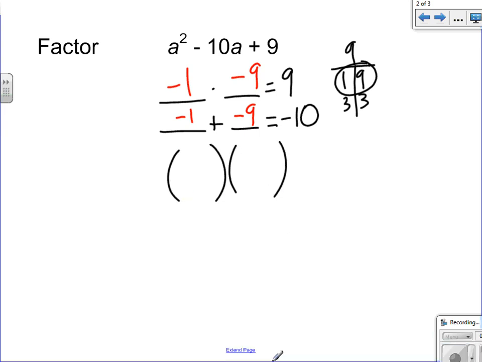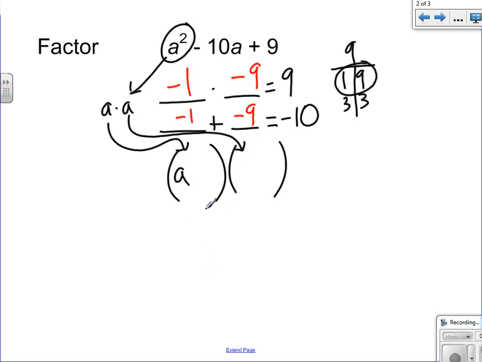Once we find the numbers that make the magic happen, we have to decide how this is going to break up now. We know that a squared means I have a times a. A times a is a squared. Each of these a's is going to get dropped into its own set of parentheses. You'll notice that we have two spaces remaining, and what I need to do is fill those two spaces with the numbers that we found to make the magic happen.